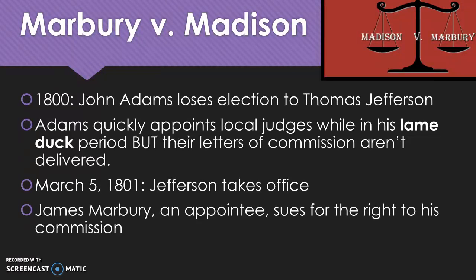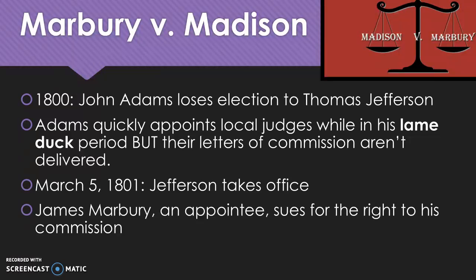There are many cases that come through the Supreme Court while John Marshall is its Chief Justice, but there are a few that are particularly significant as far as shaping the role that the judicial system will play. The first, and arguably most important, is Marbury versus Madison. This is a case that takes place in 1800, and we'll talk more about this election in detail once we get into our individual presidents and their stories.